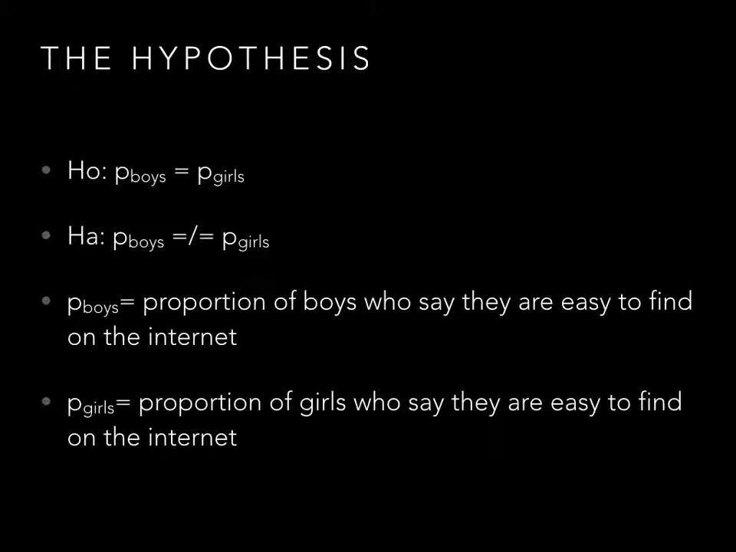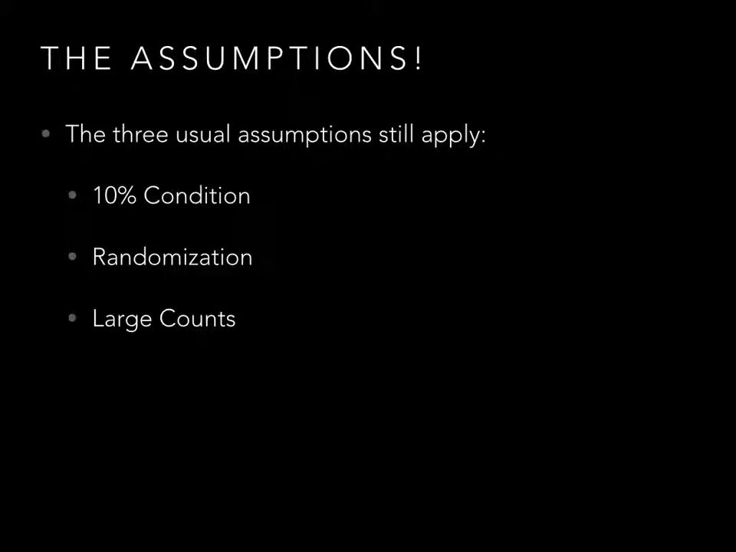And with any hypothesis test, of course, we have to state our assumptions. The three big ones always apply. 10%: the boys and the girls have to be less than 10% of the population. Random: it has to be random. And large counts, so that we're getting some people who are easy to find and some people who aren't easy to find.